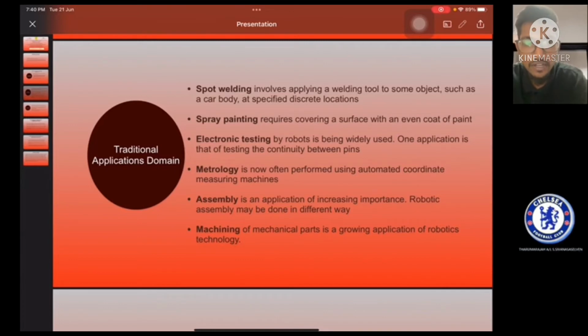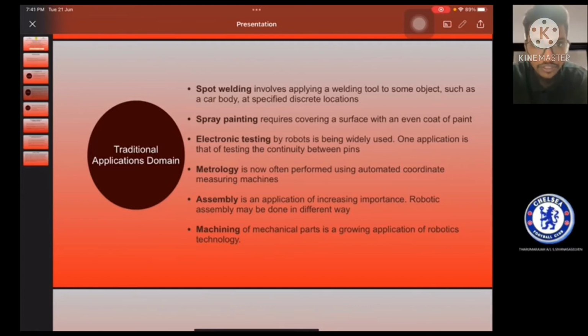It requires covering a surface with an even coat of paint. This is typically done by pre-specifying the trajectory along which the arm will move. The trajectory specifies both position and orientation of the nozzle as a function of time.